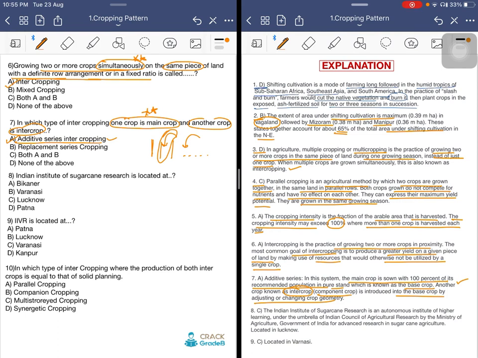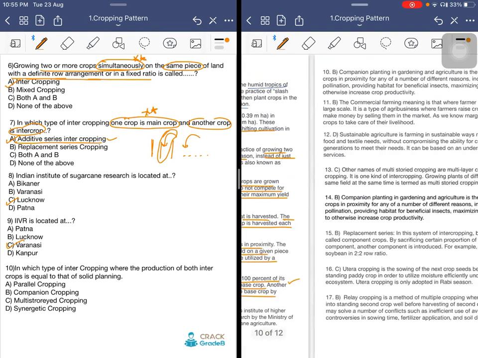That is nothing but your additive series. Okay, the Indian Institute of Sugarcane Research is located at, the answer is Lucknow. Next is IVRI, that is the Indian Veterinary Research Institute, which is present in Varanasi.